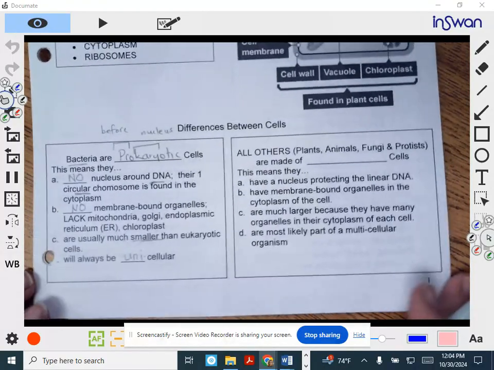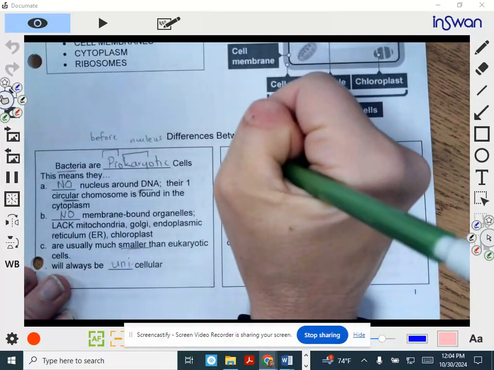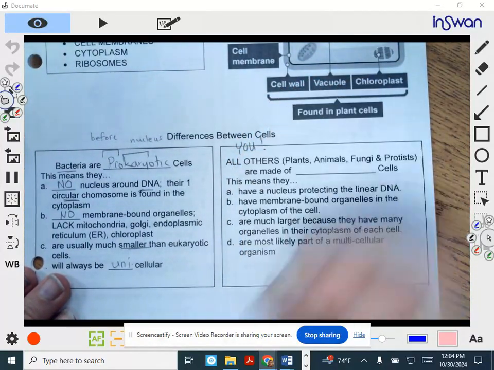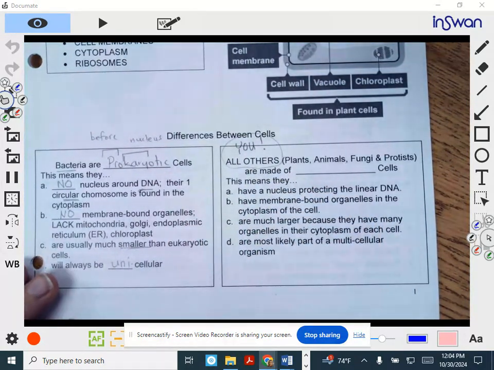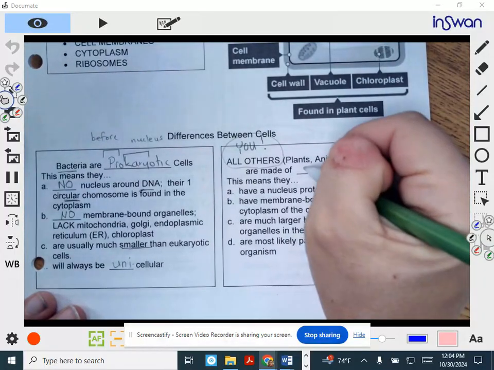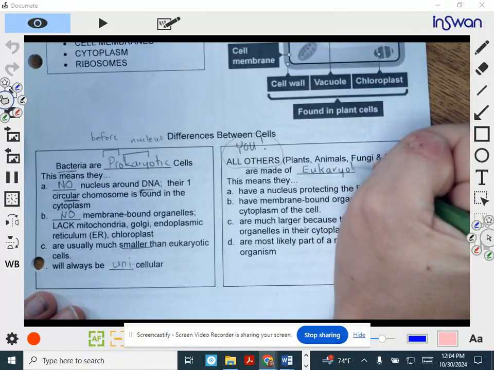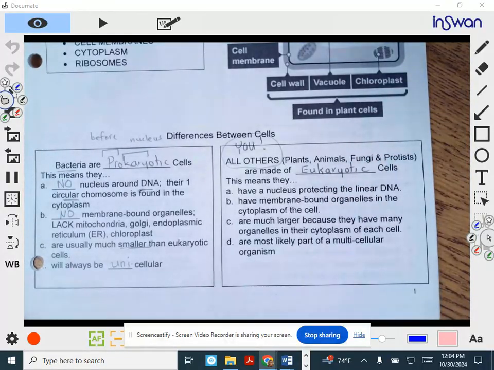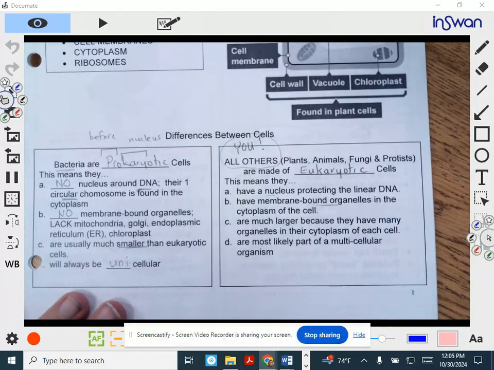Okay. Now, bacteria are prokaryotic, and all other things, so it's not just us. You are, and everything else on this planet except bacteria are made of eukaryotic cells. It's just spelled a little bit different. So this is eukaryotic. If you have a eukaryotic cell, you should see a nucleus. You're going to see lots of organelles inside.